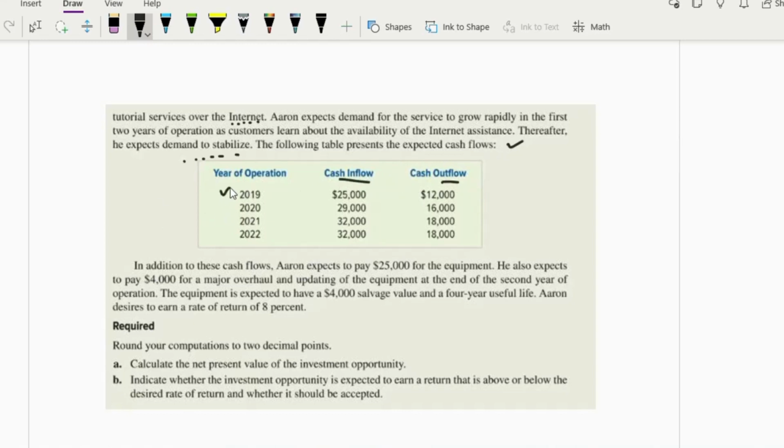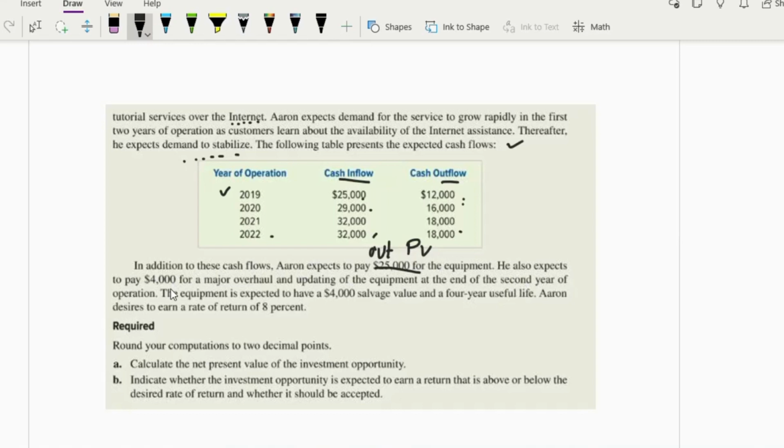So in 2019 he expects 25,000 inflow, 12,000 outflow, then 29,000 inflow, 16,000 outflow. In 2022 he expects 32,000 inflow and 18,000 outflow. So different. In addition to these cash flows, Arun expects to pay 25,000 for the equipment. This is the purchase price of the equipment. This is also an outflow, and in the first year, means start of the year, present, right? This is already present value.